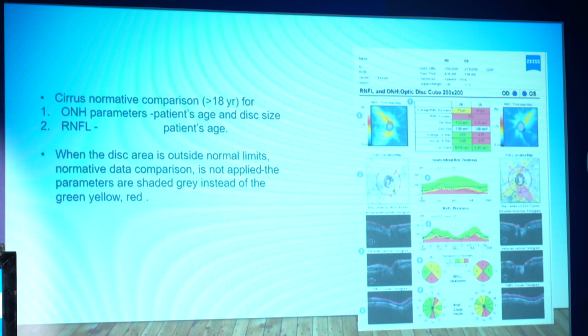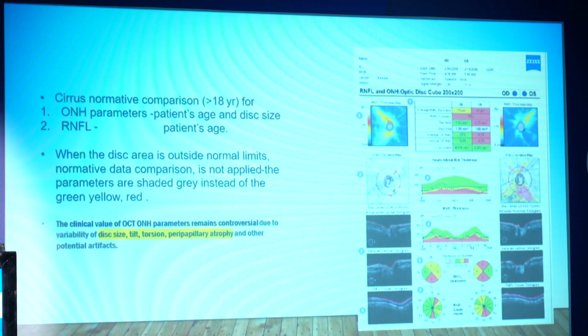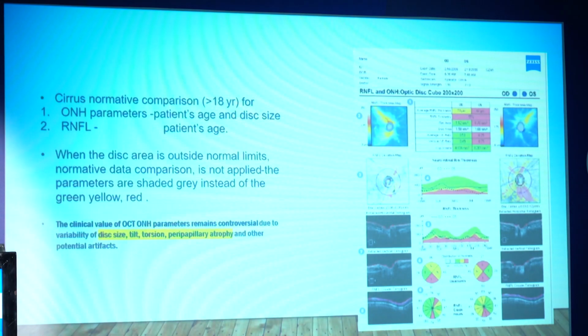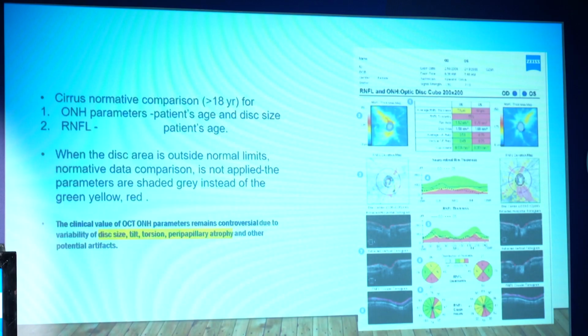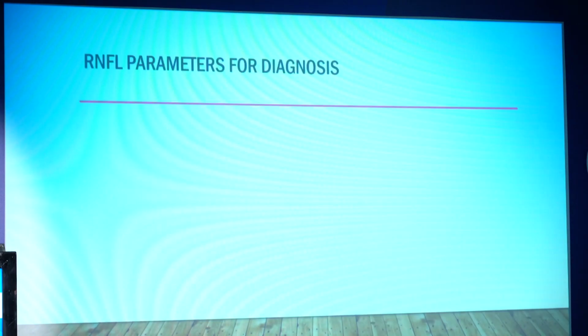This is the optic nerve head analysis. It is based on the patient's age and the disc size, but we don't go into details in this because the disc size varies between the population. Also, there is torsion, tilt, and peripapillary atrophy.